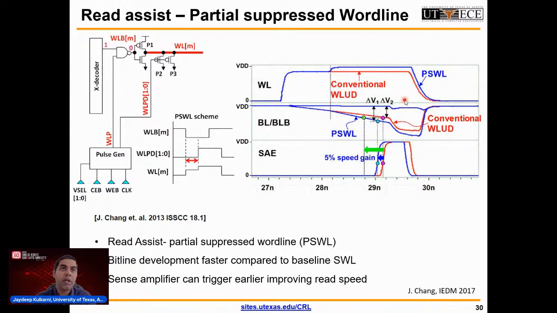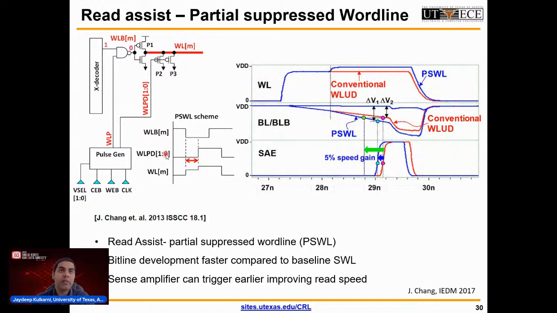And this is just one illustration of how industry is adopting this read assist technique. In this specific example, the word line driver circuit is intentionally driven with a slightly lower voltage for the beginning of this read word line portion. And after sufficient bitline differential is developed, this underdrive circuitry is disabled, and then we raise the word line voltage all the way to the regular supply voltage. Because of doing this partial suppressed word line approach, we could get a 5% gain compared to doing everything using a conventional underdrive way.